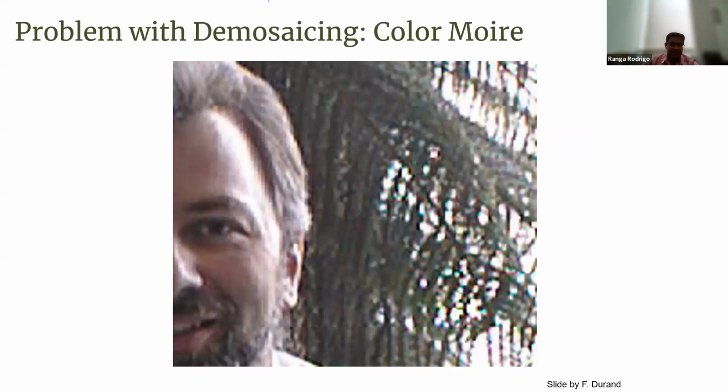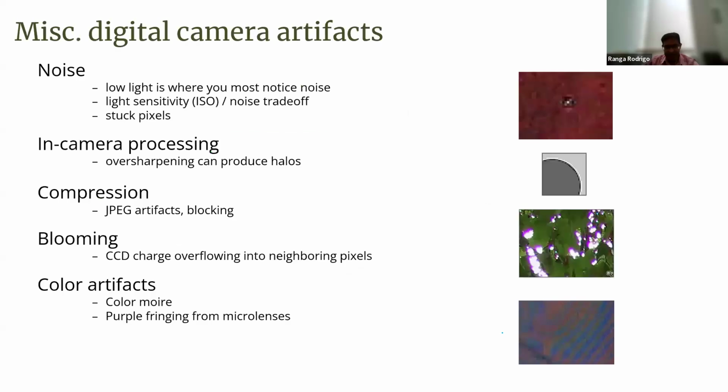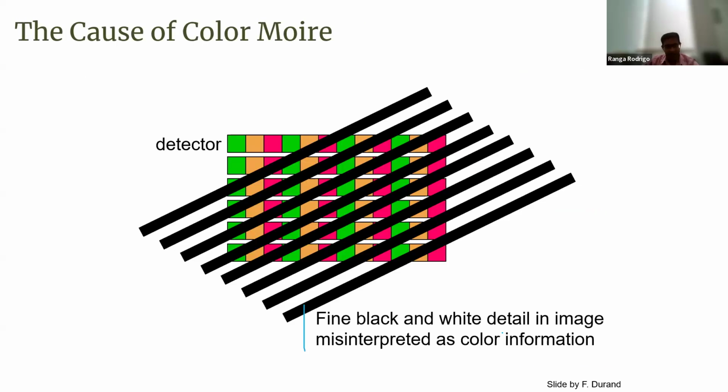So when you demosaic, then color moire can happen. You can see different effects. I don't know too much about them. Fine black and white details in the image can be misinterpreted as color information. That can happen because of the detector not detecting each color at each dot. That's why when you go for TV shows and so on, you are advised not to wear shirts with very thin stripes and so on.